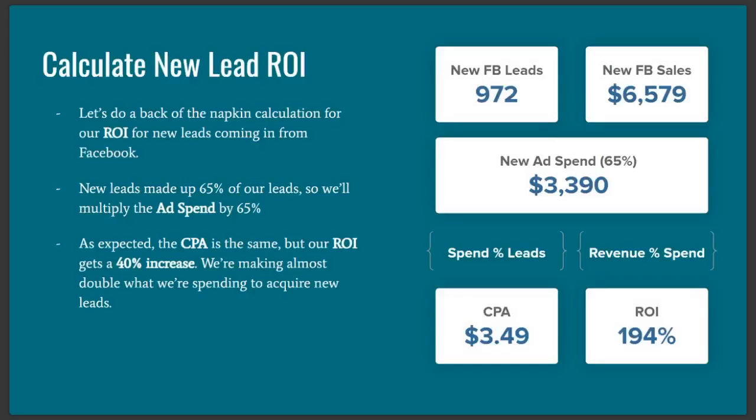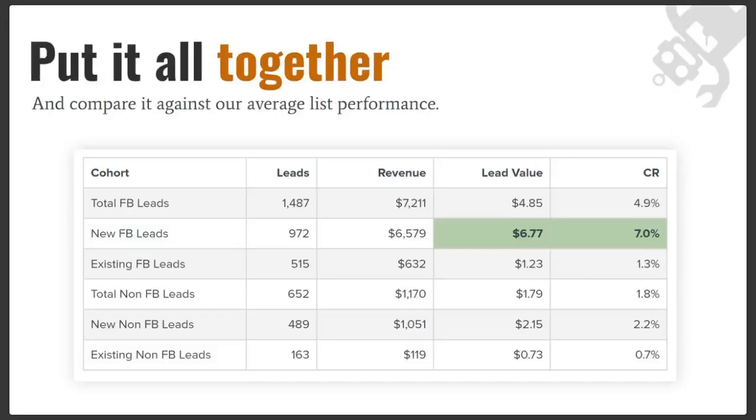So that is the benefit of understanding how these people are coming into our marketing system and understanding our cost per acquisition versus our lead value. All right. So let's put this all together and compare it against our average list performance. Now you'll remember we went through this and made sure that these people were going through that same marketing funnel as our normal leads, right? And the reason we want to do that is because we want to be able to compare. If we had two different marketing funnels where they're getting different messaging, it's not an apples to apples comparison, and we can't understand the real value. So let's look at this whole list.